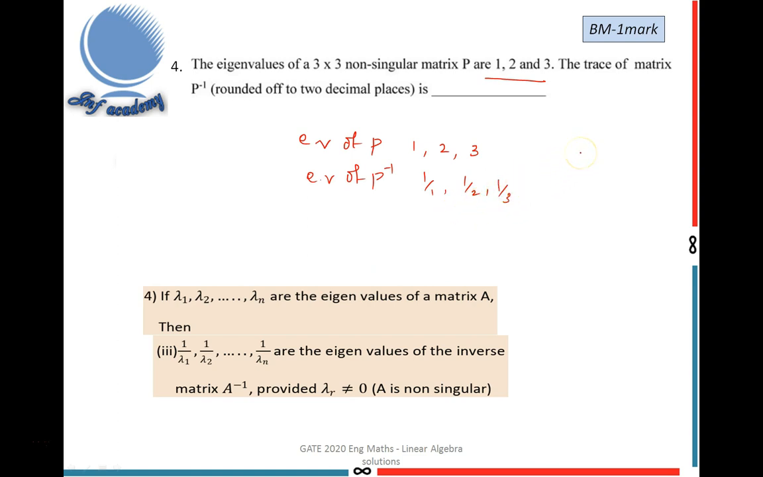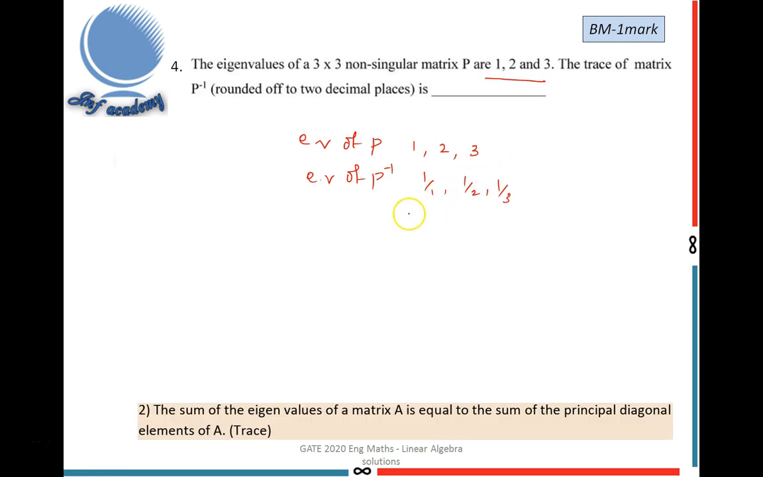Now you have to find the trace of matrix P inverse. So here I use another property: the sum of the eigenvalues is equal to the sum of the principal diagonal elements. The sum of the principal diagonal elements is also called trace. That property is blinking at the bottom of this slide. So trace equal to sum of eigenvalues. So trace of P inverse equal to sum of eigenvalues of P inverse.